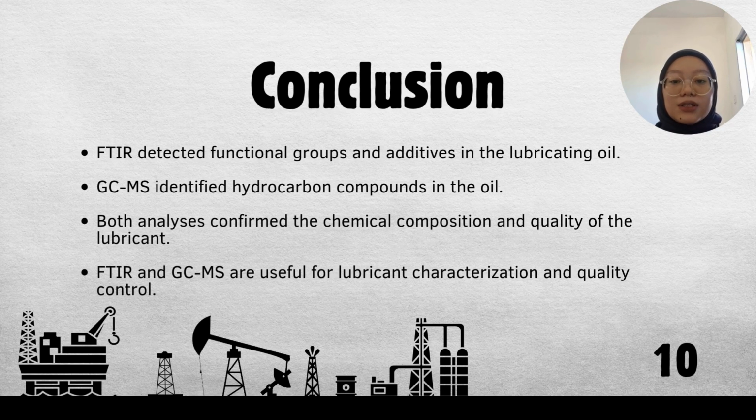Next, GCMS analysis was used to identify the hydrocarbon compounds in the lubricant oil. The analysis detects long-chain alkenes and other organic compounds that are commonly found in lubricant formulations. The chromatogram also indicates the presence of high molecular weight and low volatility compounds, which are important in maintaining lubricant viscosity and stability during operation.